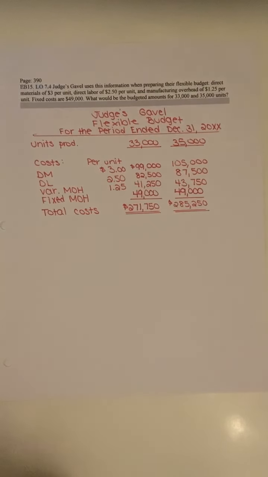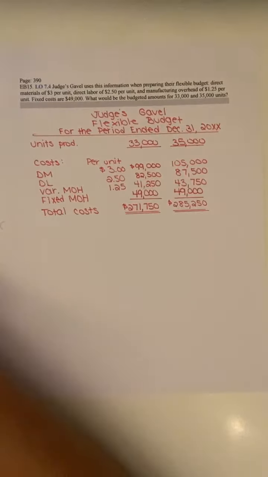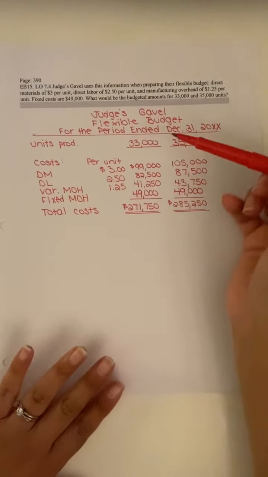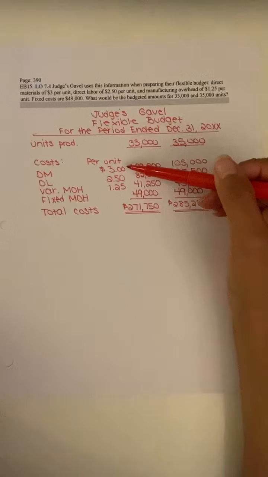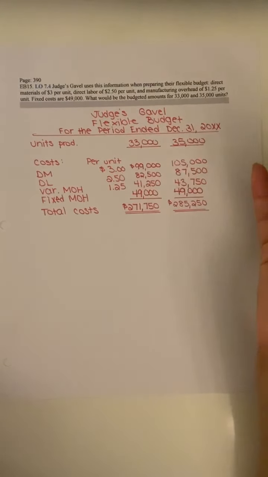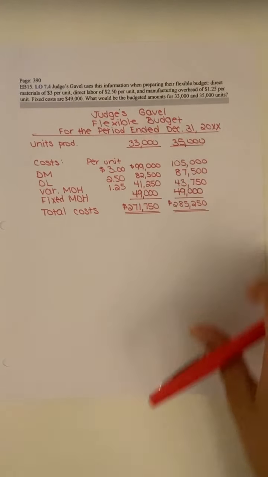Hello, welcome back. So some of you might be thinking, didn't we already do this? Didn't we already estimate a unit cost in the last chapter, right? When we were preparing flexible and static budgets, we came up with an estimate for the DM, the DL, and the MO, right? So how is that different from a standard? To which I say, good question.